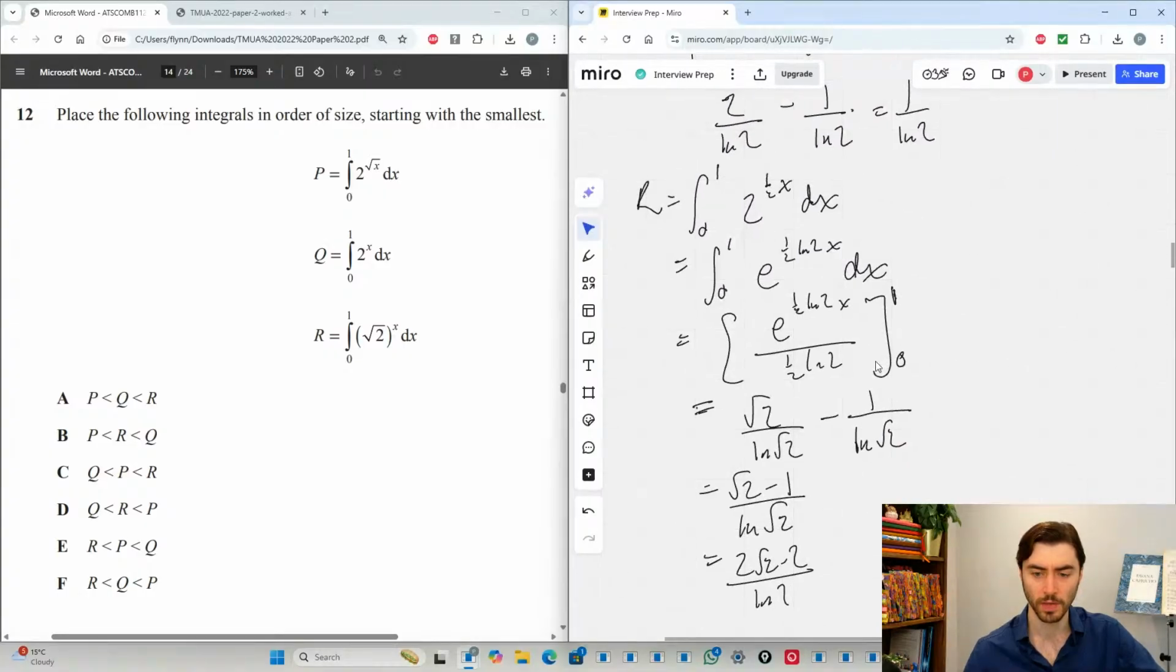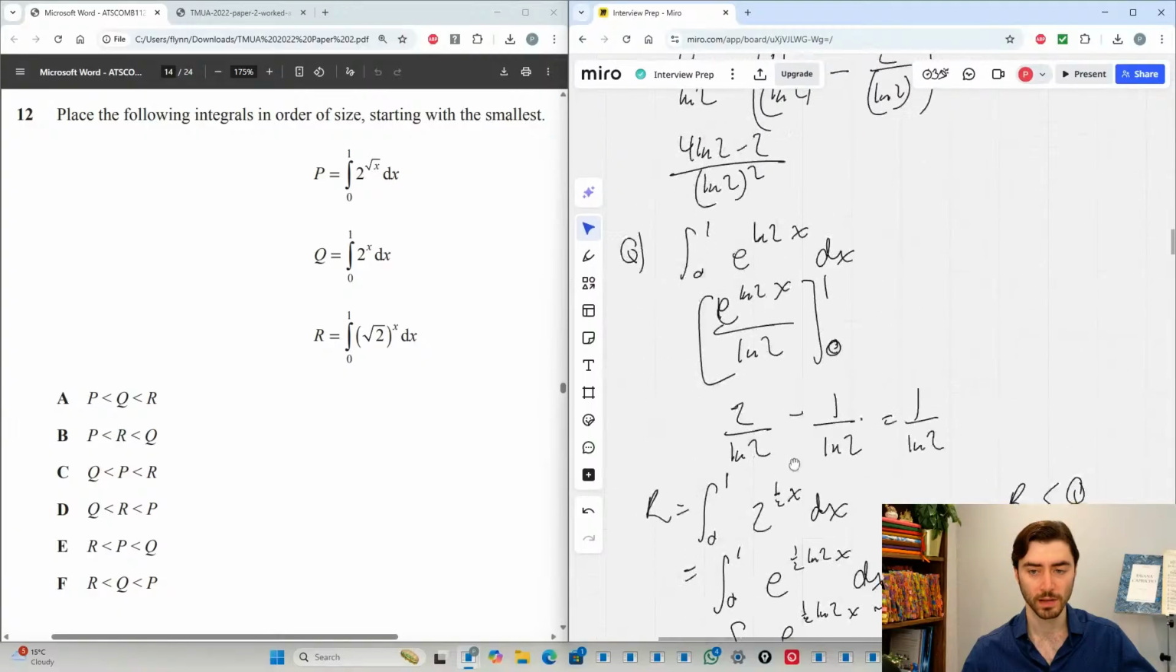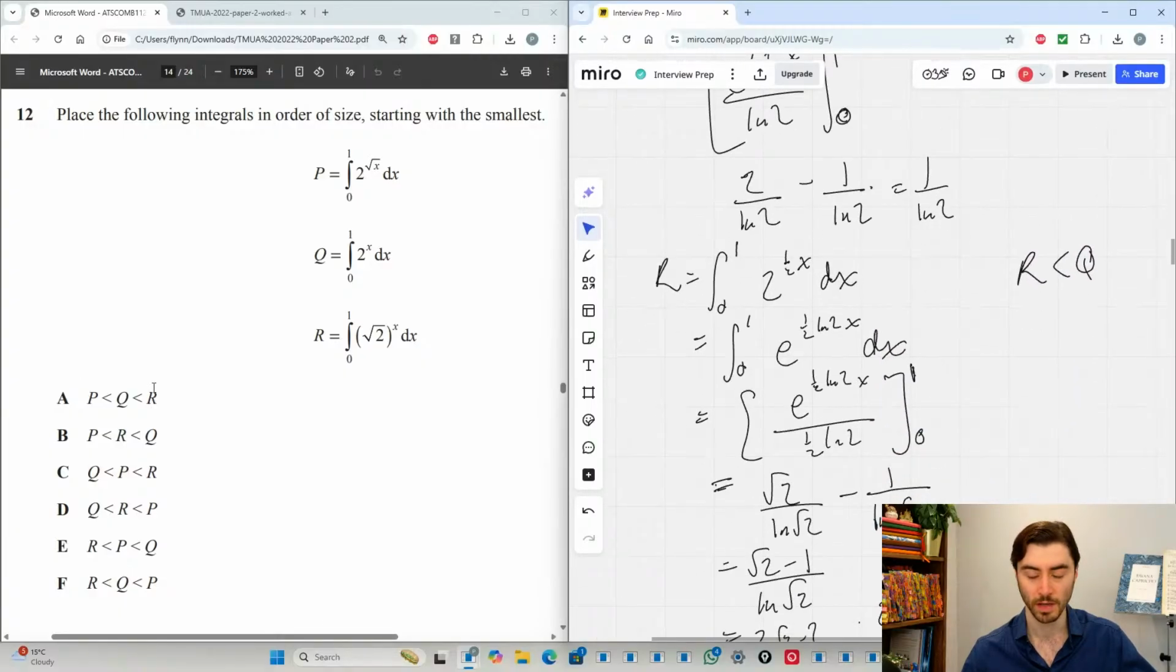So 2 root 2, well, so what we're comparing, let's compare these two first of all. 2 times root 2 minus 1. Well, root 2 is roughly 1.4-ish. So that's less than 1, certainly. So R is less than Q. I know that much. Now, where does P slot into all this? So where are the options where R is less than Q? Yeah, so it's just a matter of placing P in the mix.